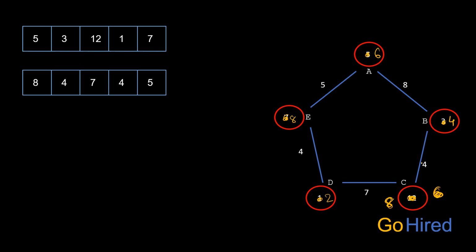8 minus 4, 4 plus 4, 8, 8 minus 8, 0, 0 plus 6, 6, 6 minus 5, 1, 1 plus 8, 9, 9 minus 4, 5, plus 2, 7 minus 7, 0. So again, from here it's possible. But if you see, this 8 and this 8 both have the highest number of petrol.